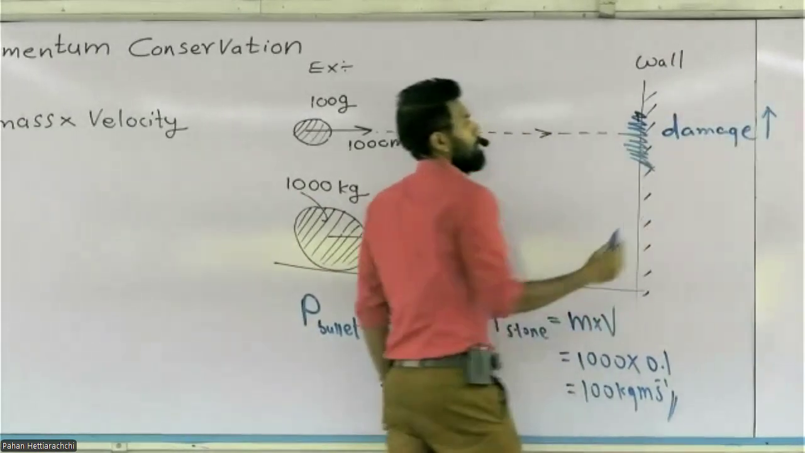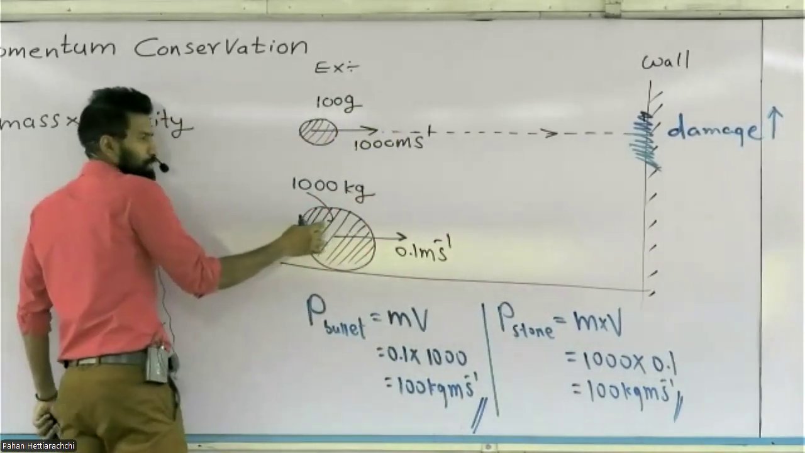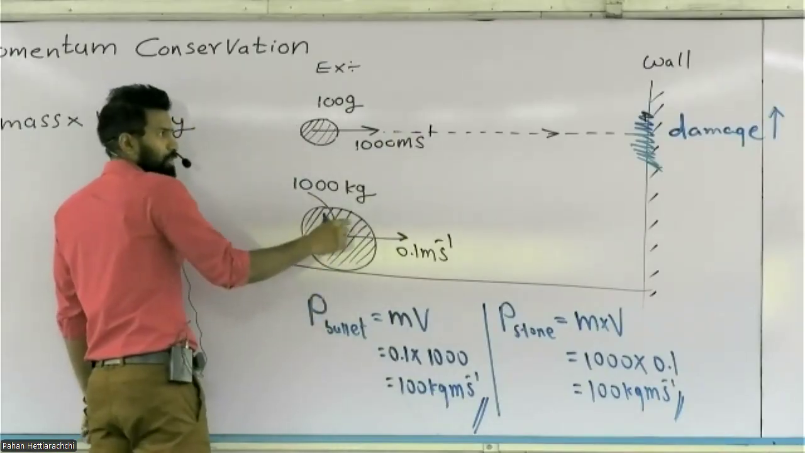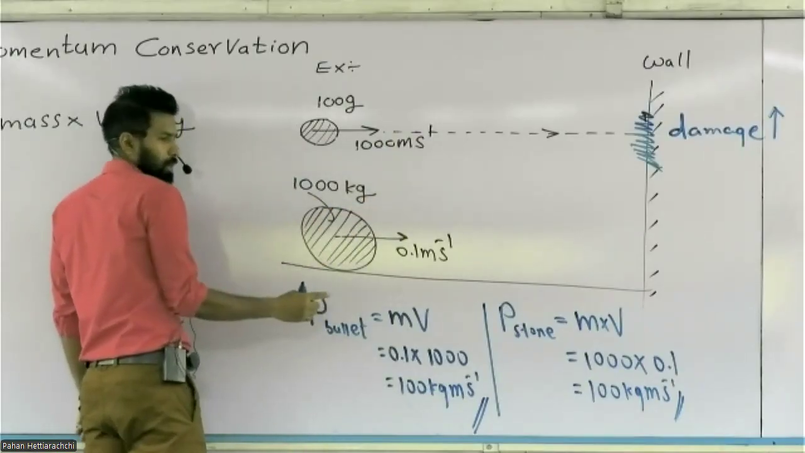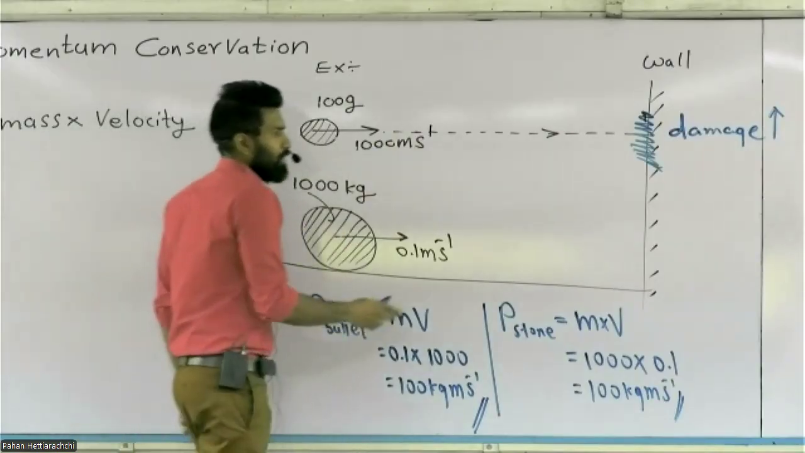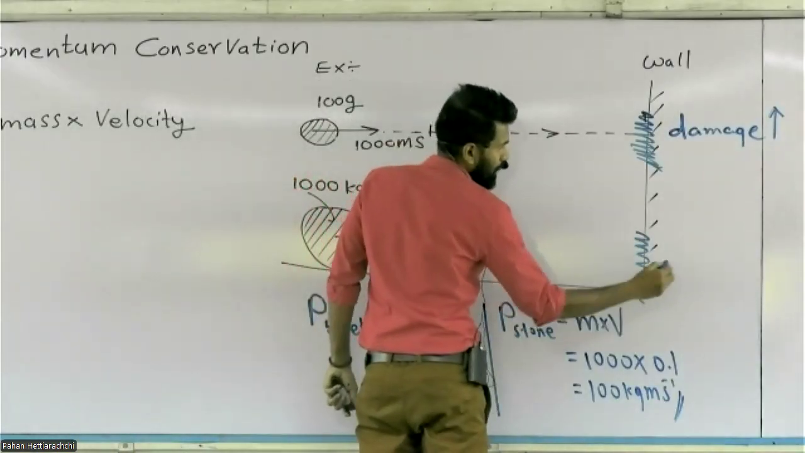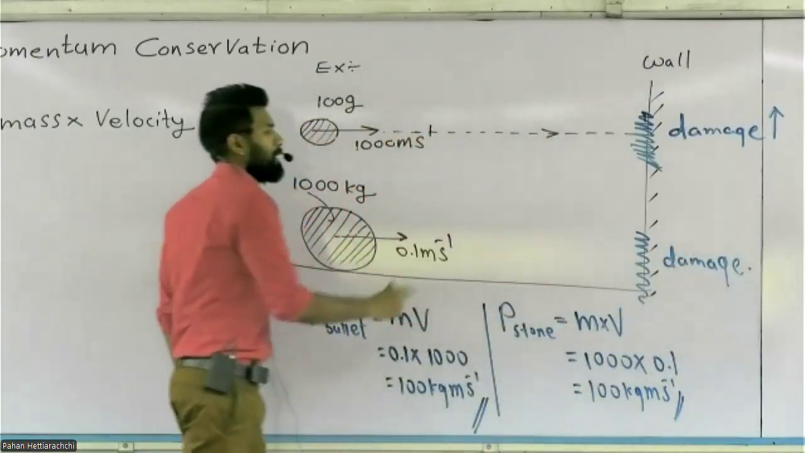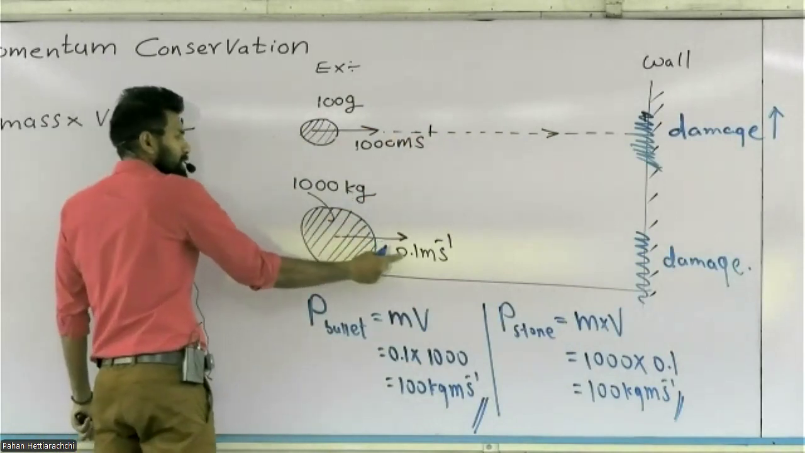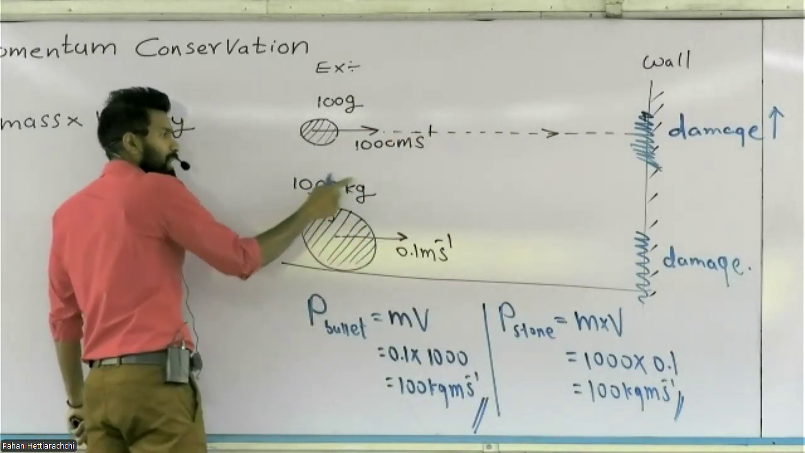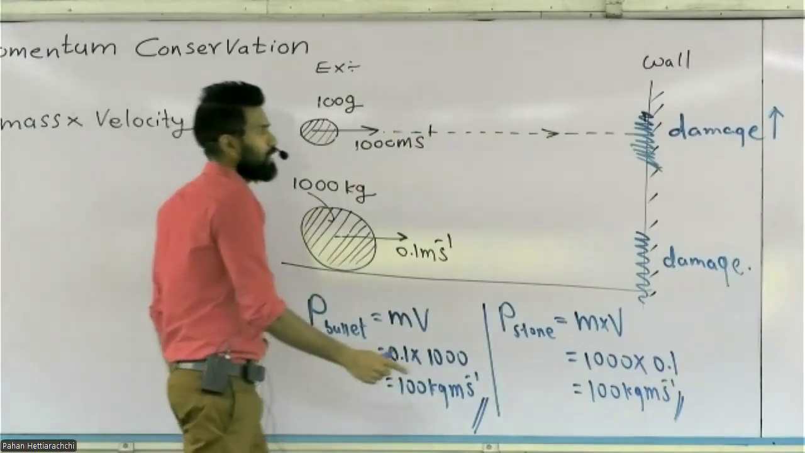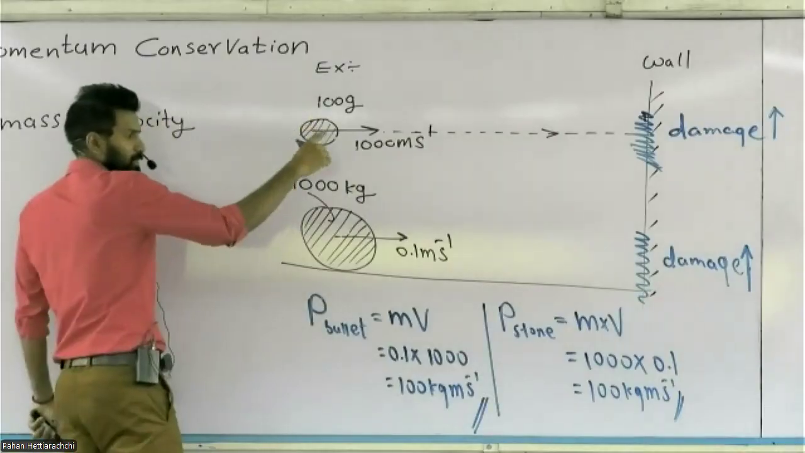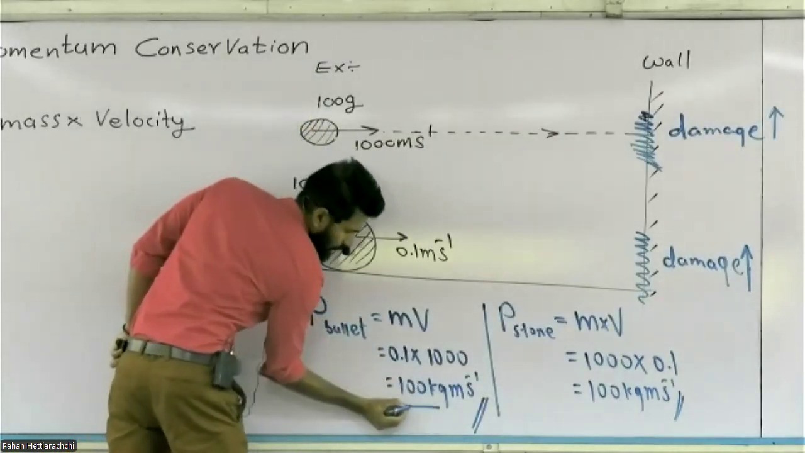Again, now you are throwing the stone towards the wall. When you are throwing the stone towards the wall, what happens here? Again, there will be damage to the wall. There will be a very large damage to the wall. How did this damage happen? Even though the velocity is less, as the mass is high, again the wall was damaged. So, in both cases, what you can see, momentum values are equal.